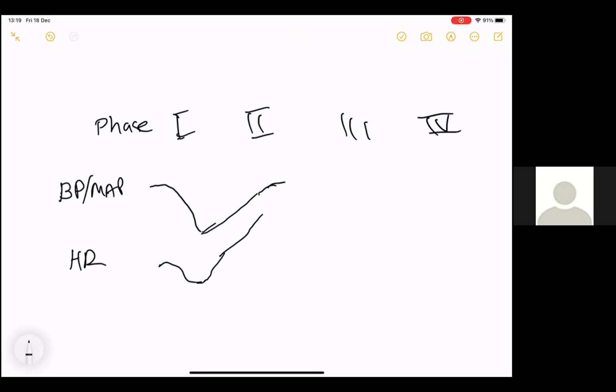Then during phase 2 you have the plateau phase, where the strain is held for 10 seconds. As it continues, your heart rate is increased to compensate, and your blood pressure comes up again as venous return to the system starts to recover. Your heart rate then settles down.